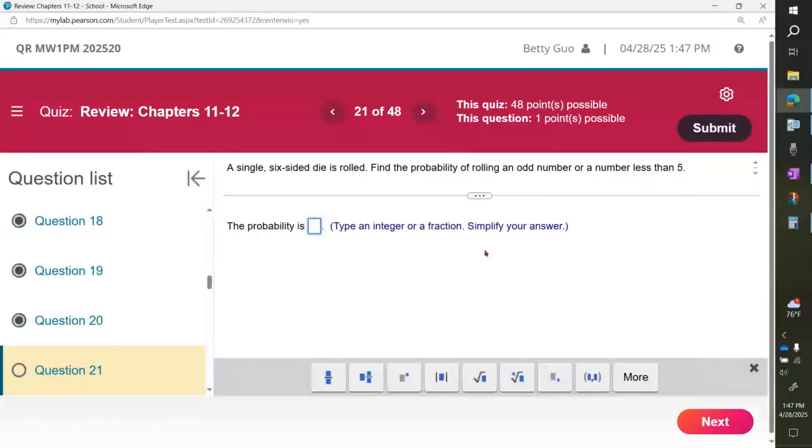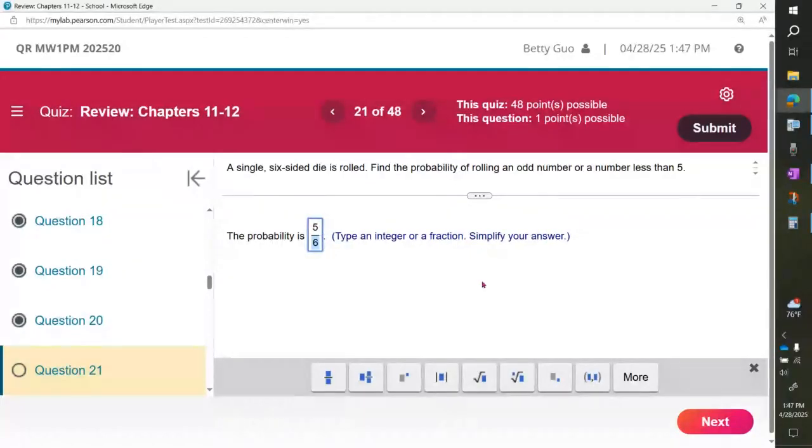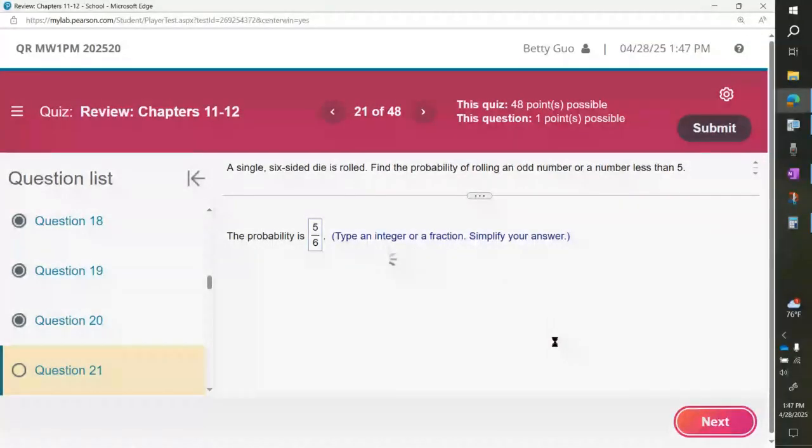The probability is 5 over 6. I hope you remember that. In the addition rule, we apply the addition rule when we need to find the probability involving OR. This is the not disjoint case, so we need to use that structure.